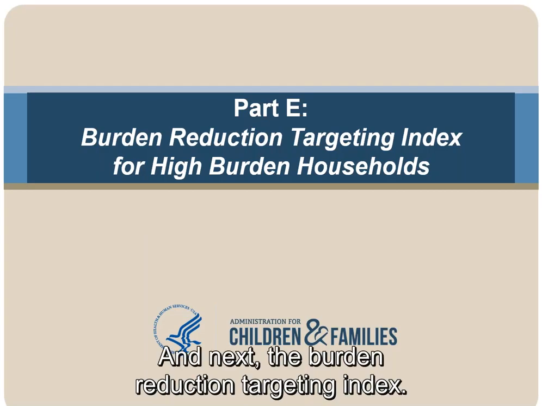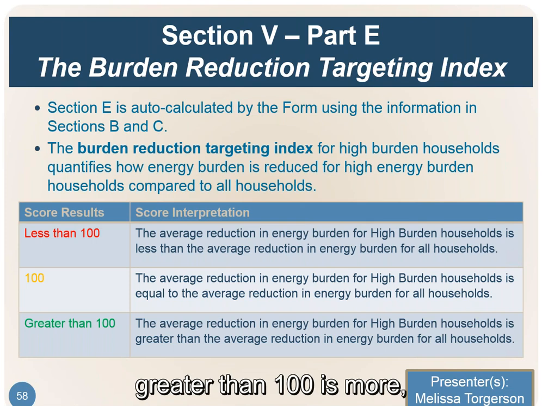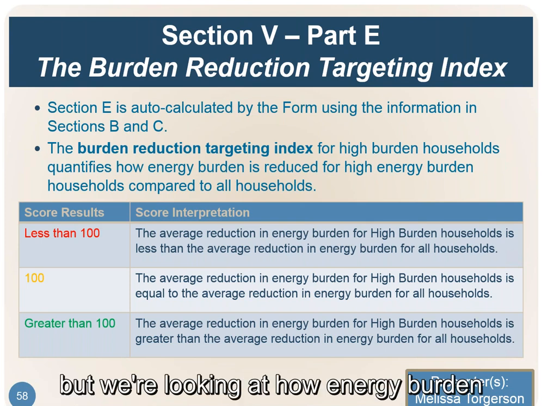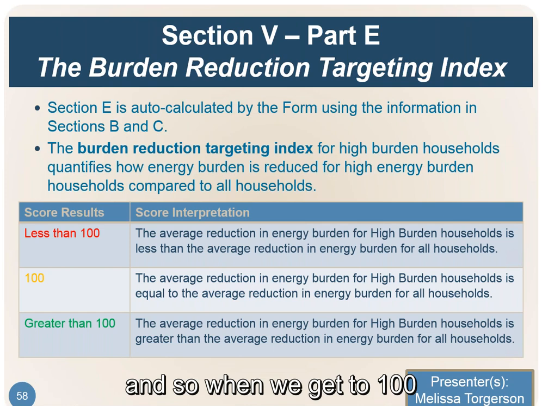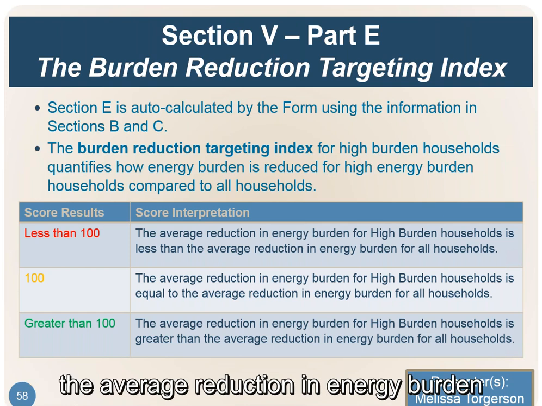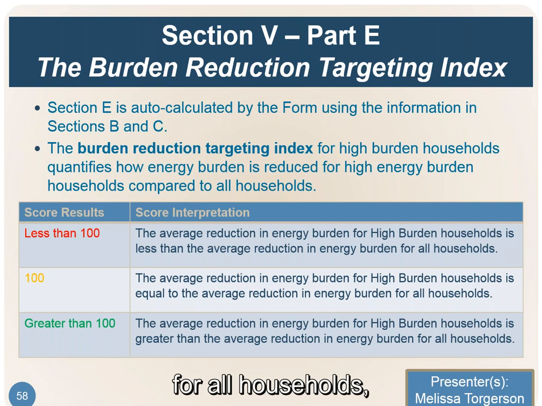And next is the Burden Reduction Targeting Index. Once again, we're at the same thing where 100 is equal, less than 100 is less, greater than 100 is more, but we're looking at how energy burden is reduced in this case. And so when you get to 100, the average reduction in energy burden for high-burden households is equal to the average reduction in energy burden for all households.